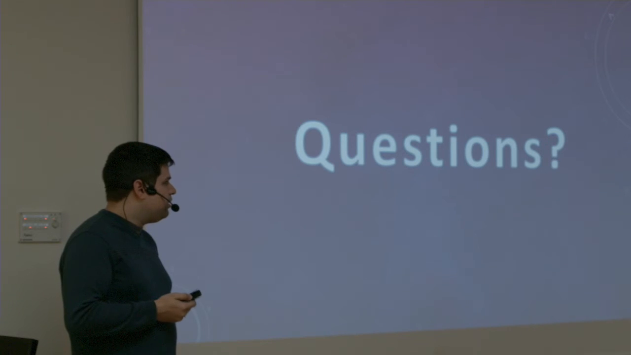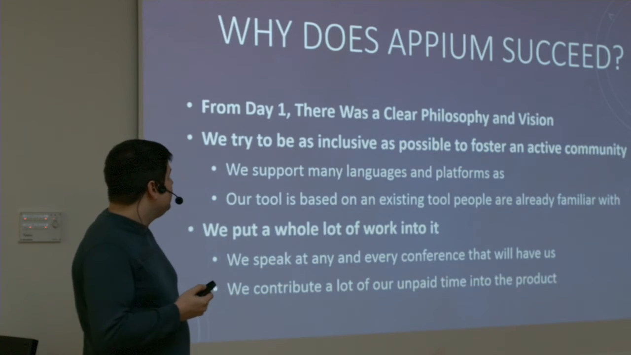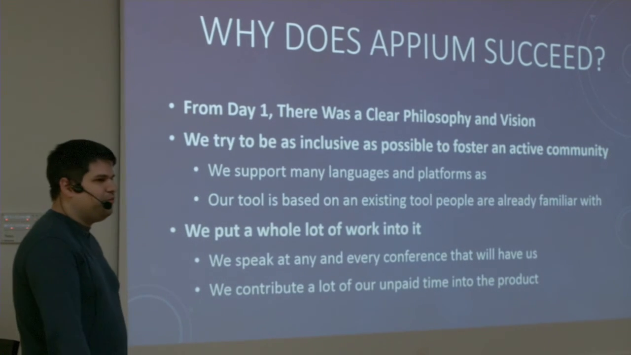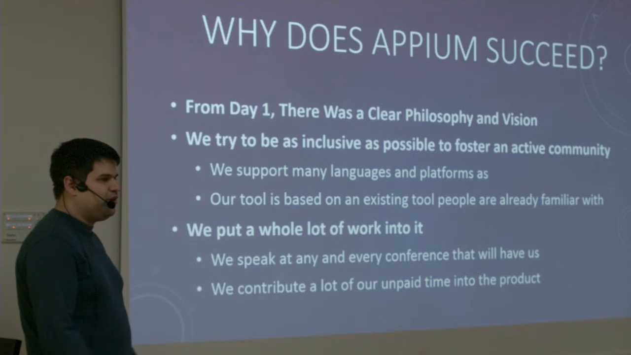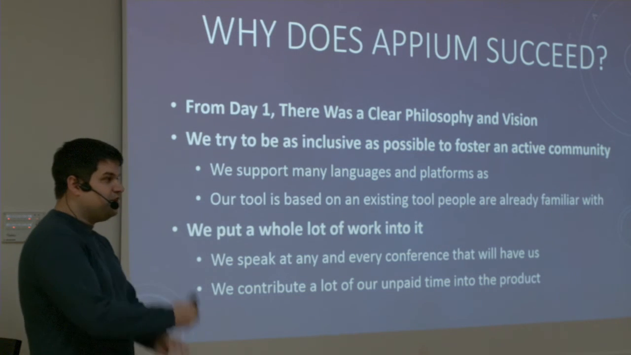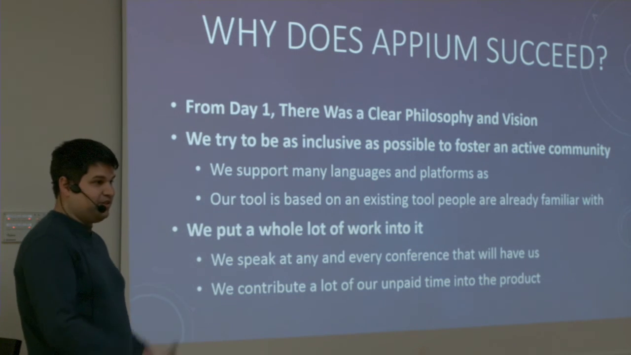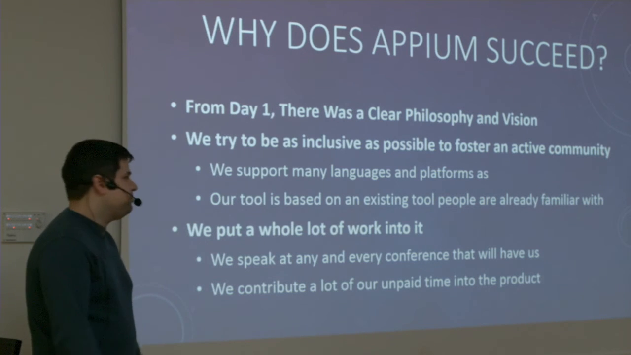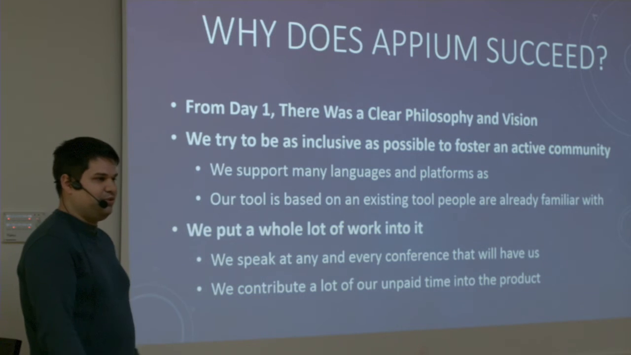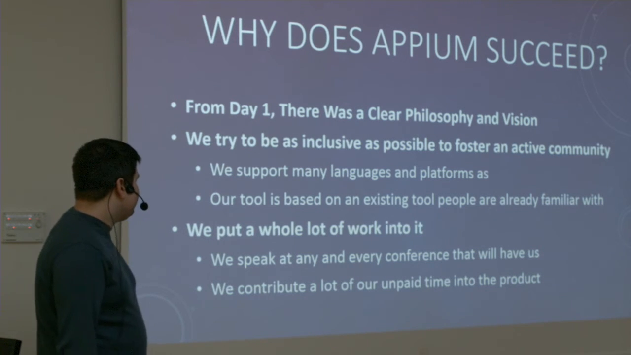All right, I will finish up with this. Here's my opinion of why I think Appium succeeded. From day one, we had a clear purpose and vision. All the other frameworks suck. I have to modify my app. I have to write in weird languages. They use shady technology. Let's fix that. And let's make it free. From day one, that's what we are. Five years later, that's still what we are. And that's why I think we've been successful.